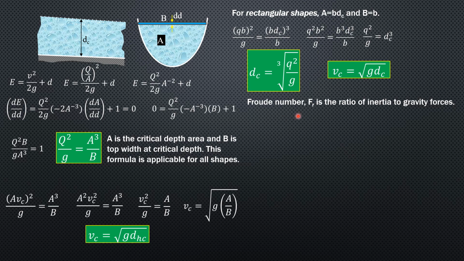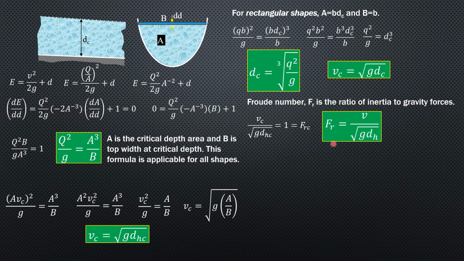We define Froude number as the ratio of inertia to gravity forces. So V sub C over square root of G times critical hydraulic depth equals 1, from this formula here, V sub C divided by this square root of G times critical hydraulic depth. And this is actually the Froude number, velocity over square root of G times hydraulic depth, or depth for rectangular sections. That's the Froude number at critical stage. So that's why the Froude number when the depth of flow is critical is equal to 1.